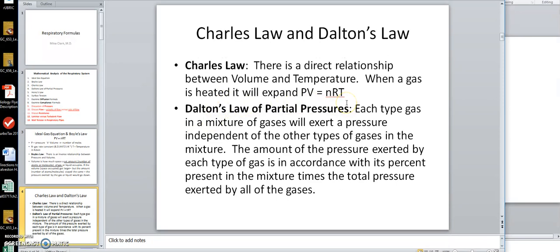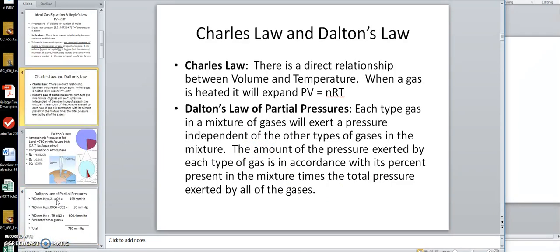Dalton's law of partial pressures we need. Each type of gas in a mixture of gases will exert a pressure independent of the other gases in the mixture. So, in other words, if you have a mixture of gases, each will exert an independent separate pressure. But it's a partial pressure because the amount of the pressure exerted by each type is in accordance with the percent present in the mixture times the total pressure exerted by all the gases, called a partial pressure.